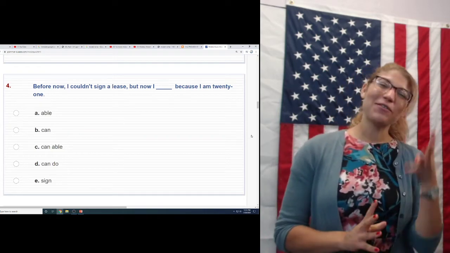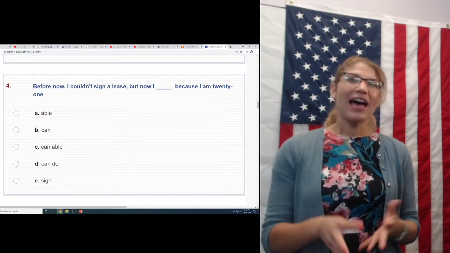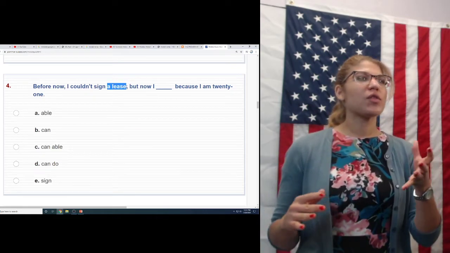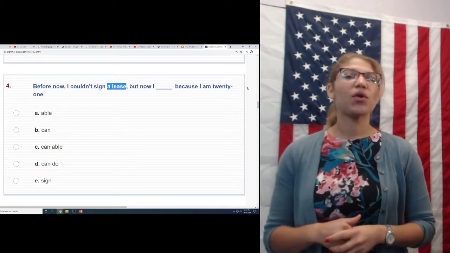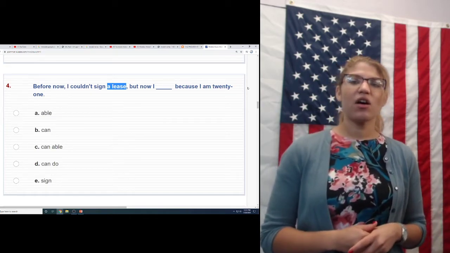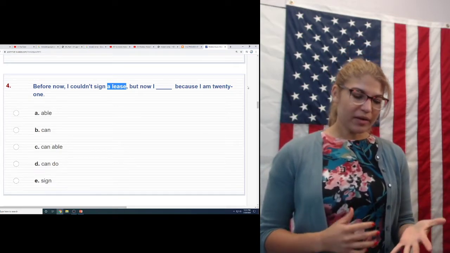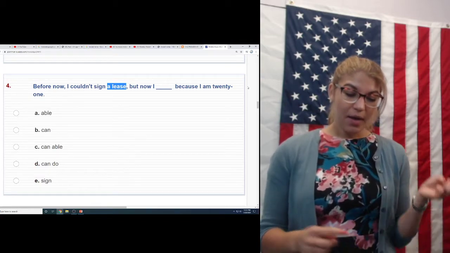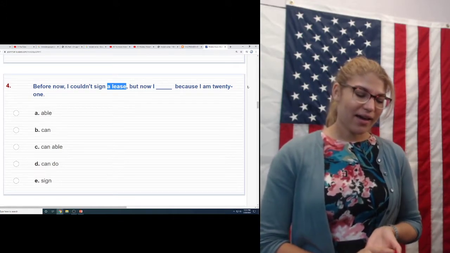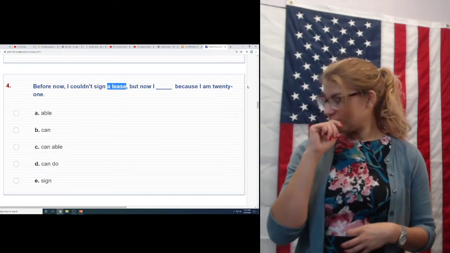I'm sorry. Okay, so for number 4, before now, I couldn't sign a lease. A lease, por cierto, is a contract for the rental of a property or a vehicle. If you go to rent a vehicle, they call it a lease, a vehicle lease. Before now, I couldn't sign a lease, but now I can, because I am 21. Woo, so grown. I'm grown, man.